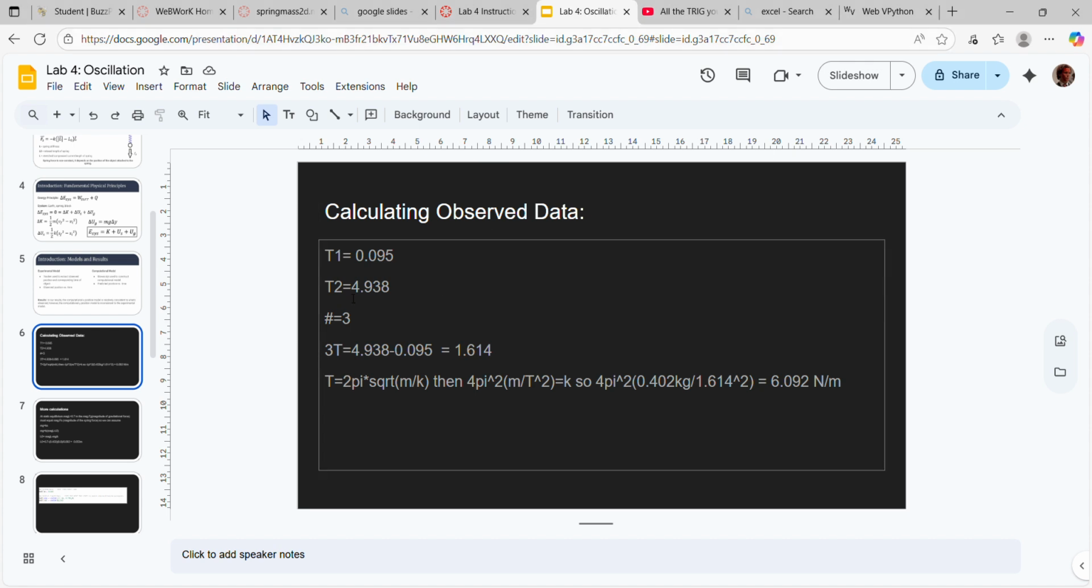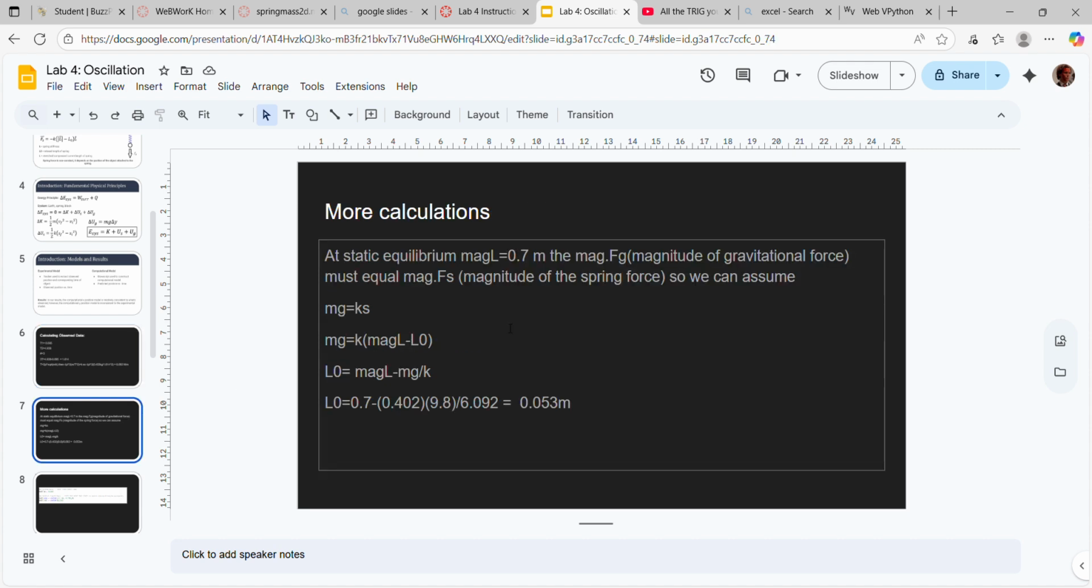At this time, we can set 3T equal to t2 minus t1, and we get 1.614. Then we plug that into the formula to find k, because we know T is equal to 2 pi times the square root of m over k. That is then translated into 4 pi squared mass divided by T squared. So we're actually looking at our spring stiffness being 6.92 newtons per meter.